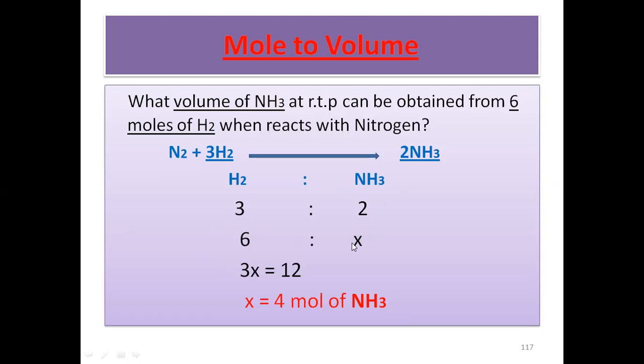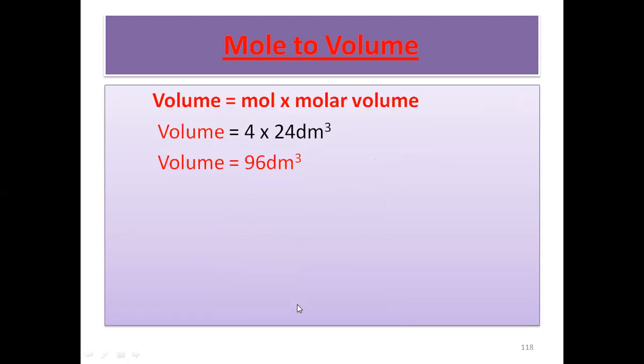Again, x is for ammonia, because we have to find the volume of ammonia, and 6 moles of hydrogen, which is given in the statement. After cross multiplication, we will get 4 moles of ammonia. Again, use the formula: volume is equal to mole into molar volume. 4 moles and molar volume is 24. And finally, we have 96 decimeter cube as the volume of the gas.